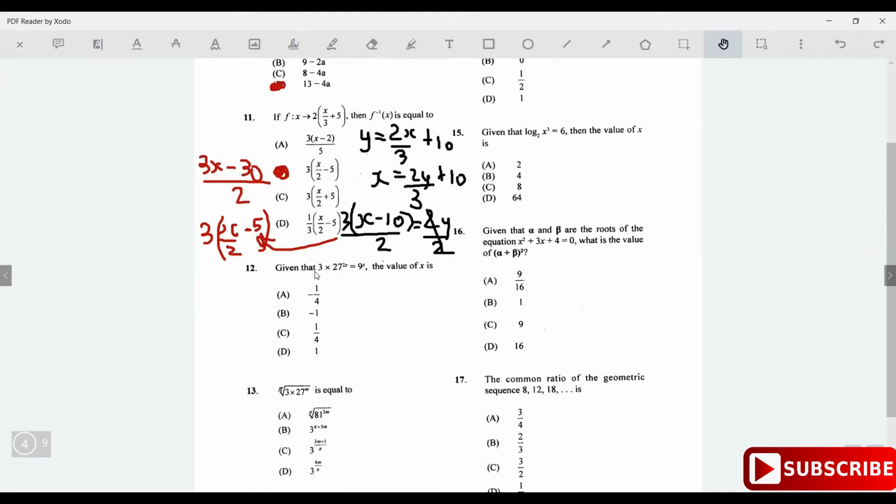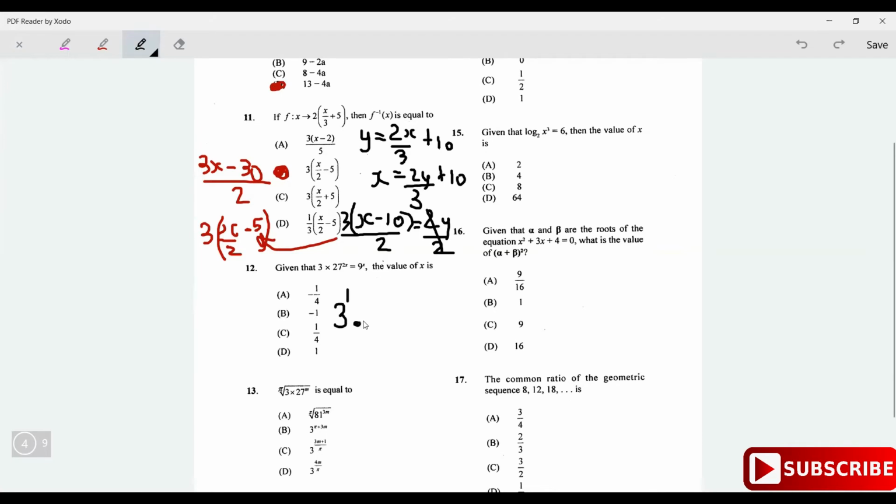Now this question, find the value of x in this equation. This is just laws of indices. So we have 3 to the 1 multiplied by 27, which is 3 cubed. So it's going to be 3 cubed to the power 2x, and that's equal to 9 to the x. 9 to the x is 3 squared to the x, so that's 3 to the 2x.